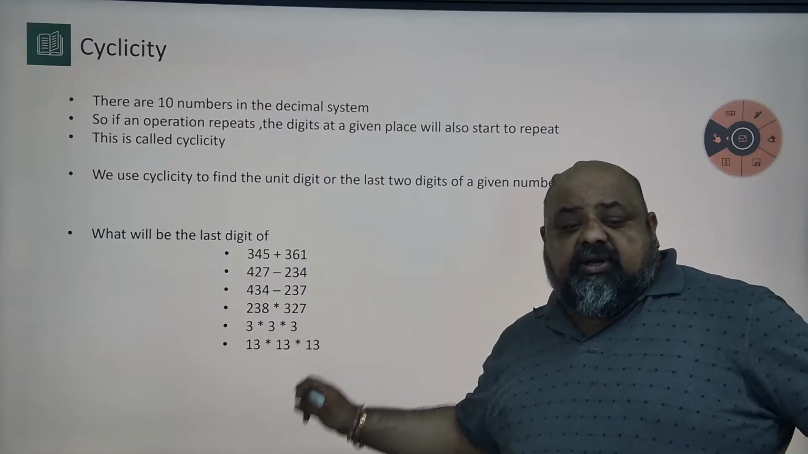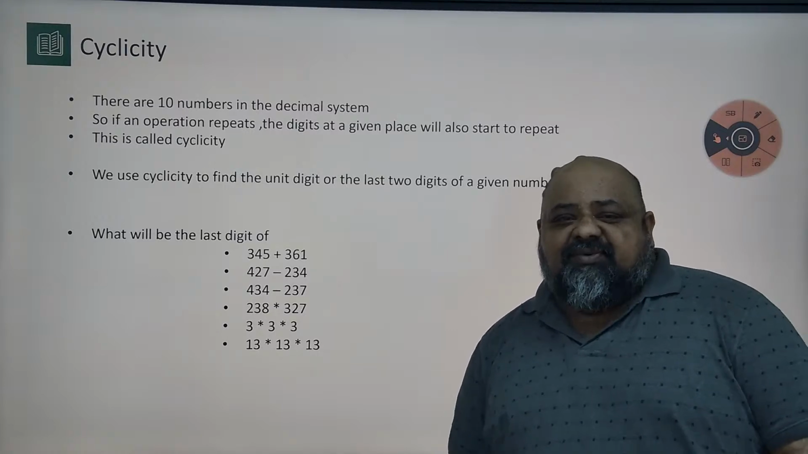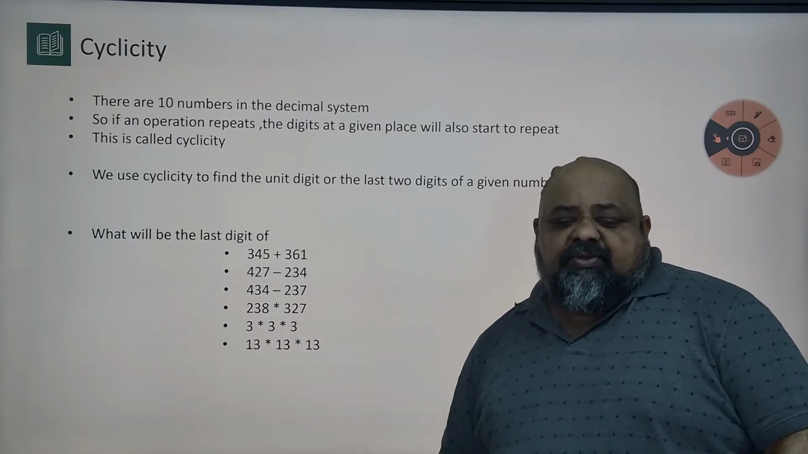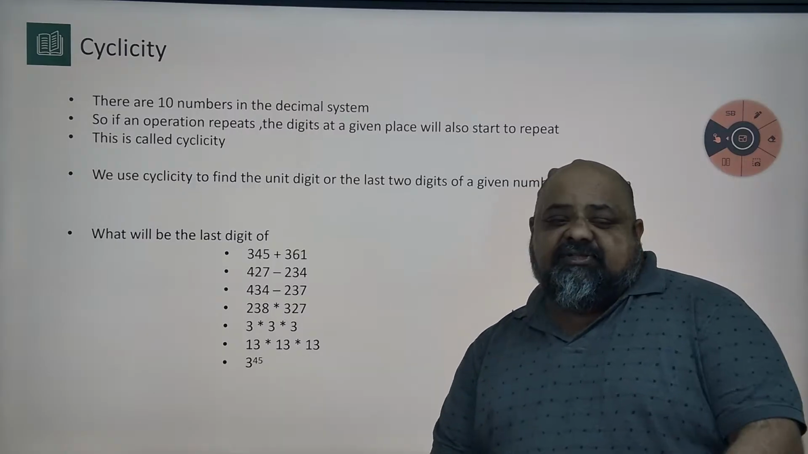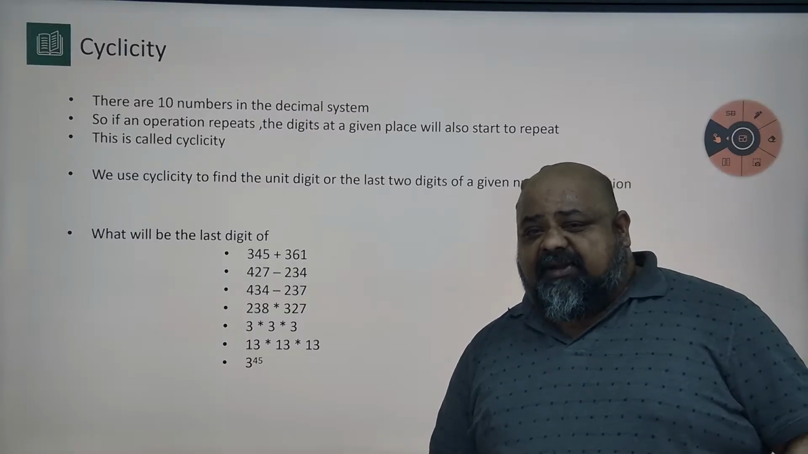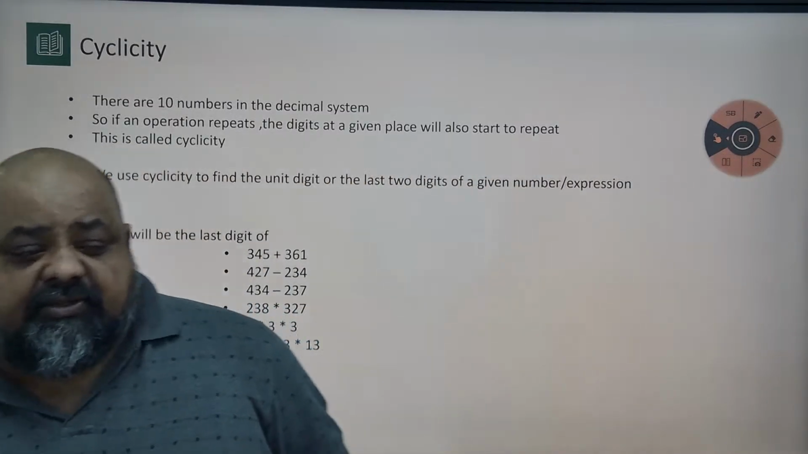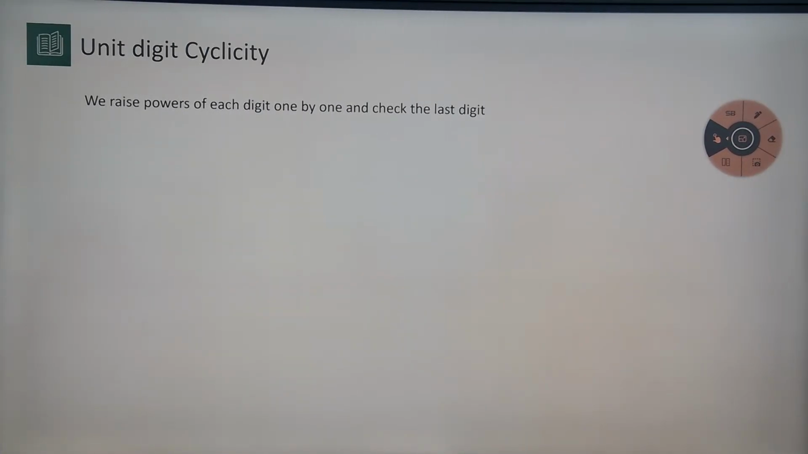What about 13 into 13 into 13? Again, the 1 does not matter because I am looking only at the last digit. It will be the same as 3 into 3 into 3. So it is easy to do, right? Unless I ask you what is the unit digit of 3 raised to power 45. So 3 is being multiplied by itself 45 times over. What will be the unit digit? Now that is the question. So what we do is, we try to look for patterns.